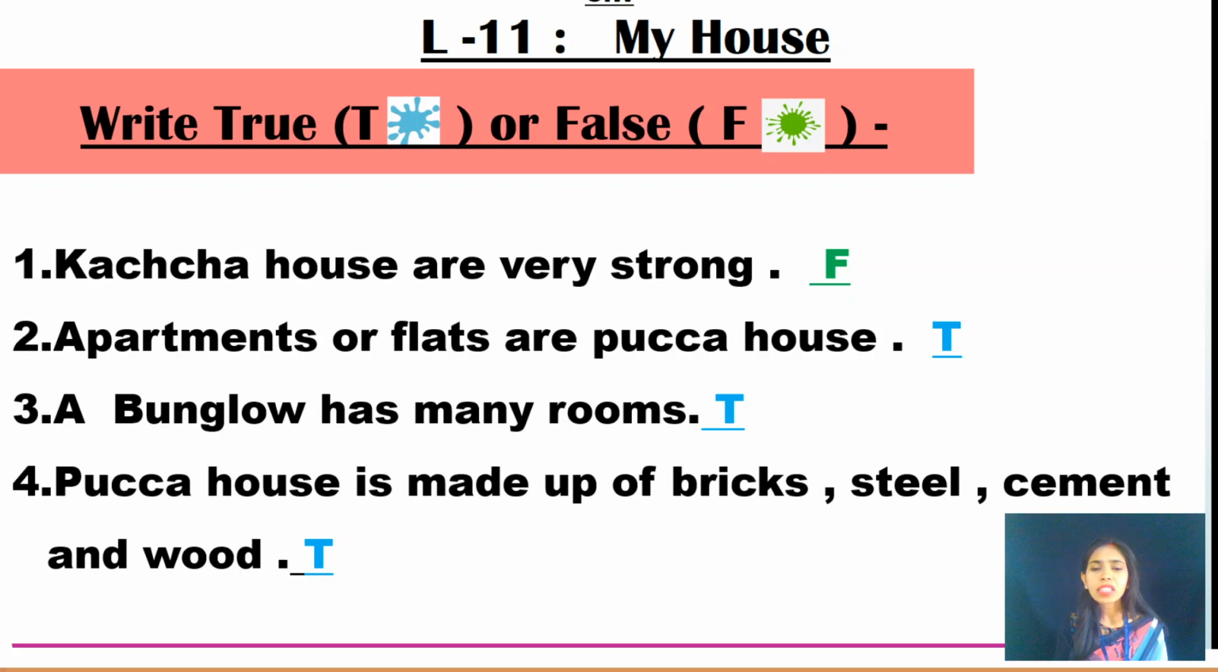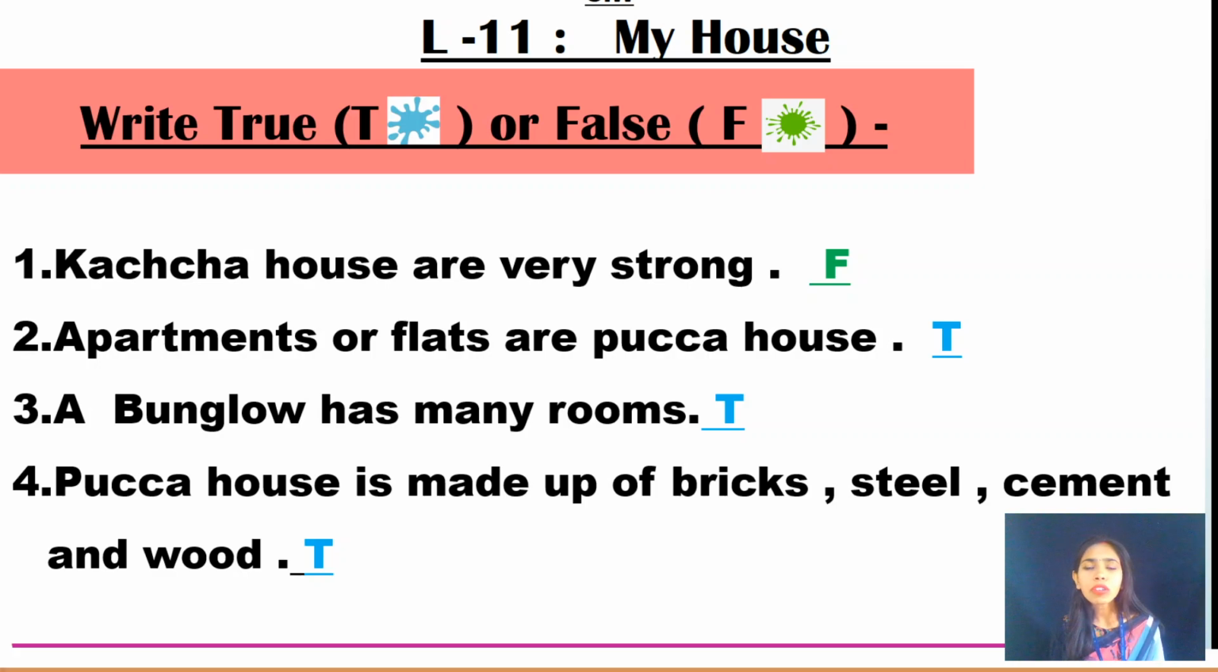So once again I am going to repeat it. Number 1, Kacha house are very strong. This is a false statement. They are not strong. Number 2, apartments or flats are Pakka house. Yes, they are Pakka house. So this is a true statement. Number 3, a bungalow has many rooms. Yes, the bungalow has many rooms. So this statement is true. Number 4, Pakka house is made up of bricks, steel, cement and wood. The statement is again true.